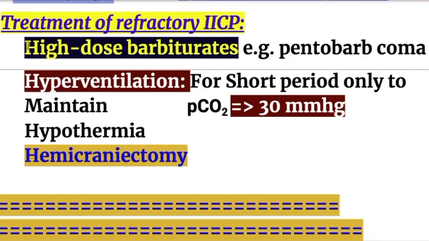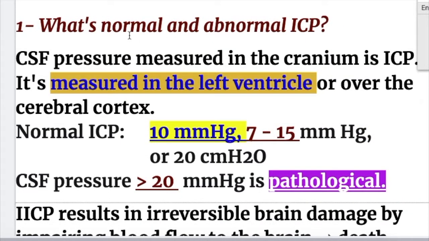Now, treatment of refractory increased intracranial pressure. High dose barbiturate, for example pentobarbital. Hyperventilation is done, but for a short period only, to maintain PaCO2 at more than 30 millimeters of mercury. Hypothermia is done, and hemicraniotomy may also be done. Now, answers to the questions.